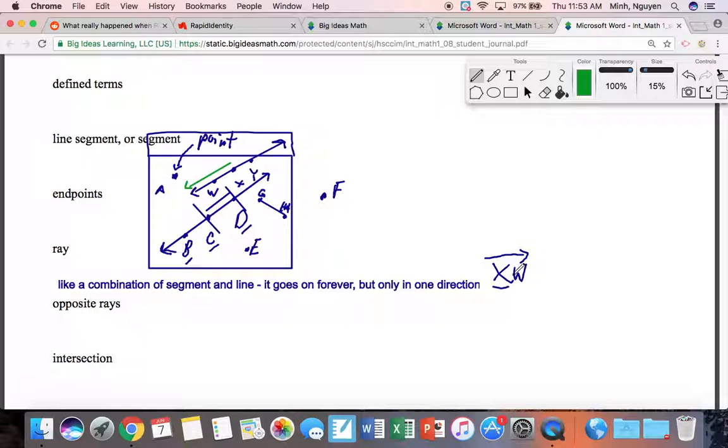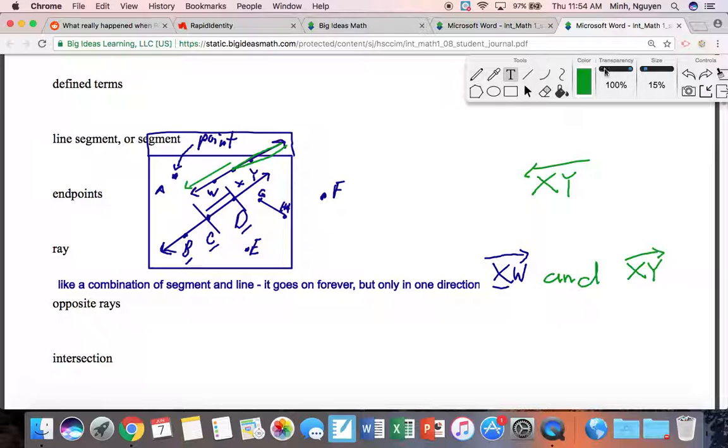The ray that's going in the opposite direction, so opposite rays are XW and, well, the opposite direction is this way. So starting from X and going to Y. Notice that my arrow is pointing toward Y. If I said something like this, XY, that would mean pointing towards X, which is that way, which is not what I want, to be opposite at least.